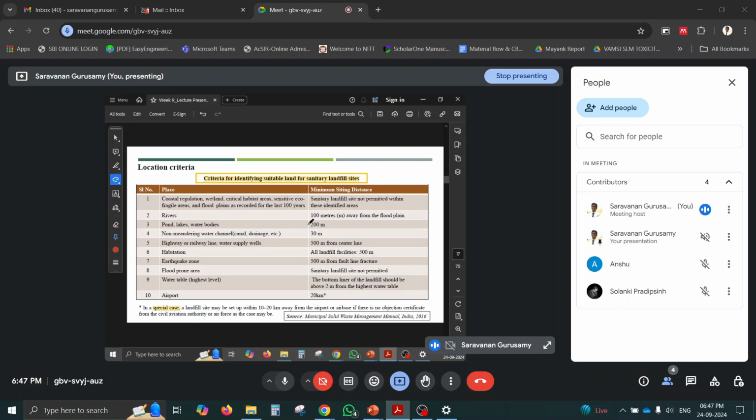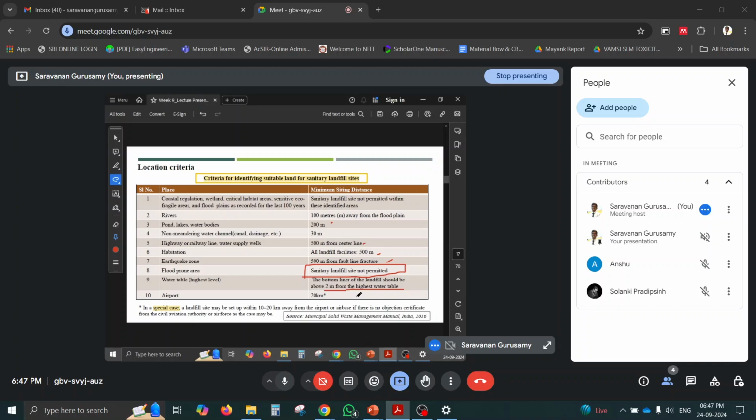As we have already discussed, river should be 100 meters, pond 200 meters, and then highway should be around 500 meters, habitation 500 meters, earthquake prone zone, like from the fault line and all, should be 500 meters, and then flood prone zone, it should not be. In a flood prone zone, sanitary landfills are not permitted. This is very important. Then water table level: our landfill site should be 2 meters above the highest water table level. That highest water table level may be in the monsoon.